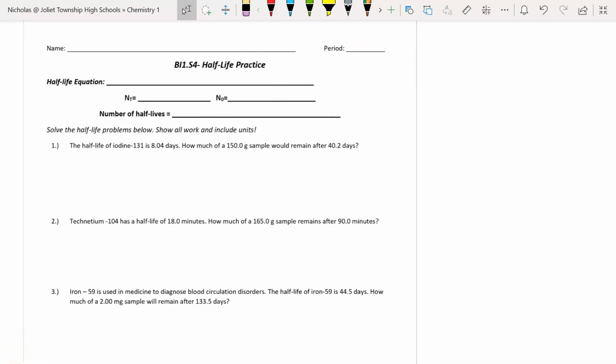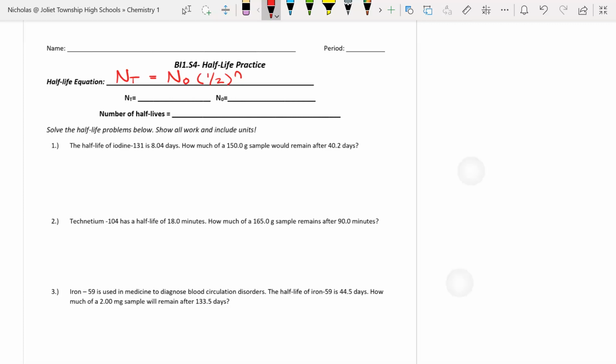Alright, in this video we're going to look at the half-life practice worksheet. Up at the top here I'm going to give you a little bit of information that will help us answer all of these questions. So the half-life equation is NT equals NO (1/2) to the N power.